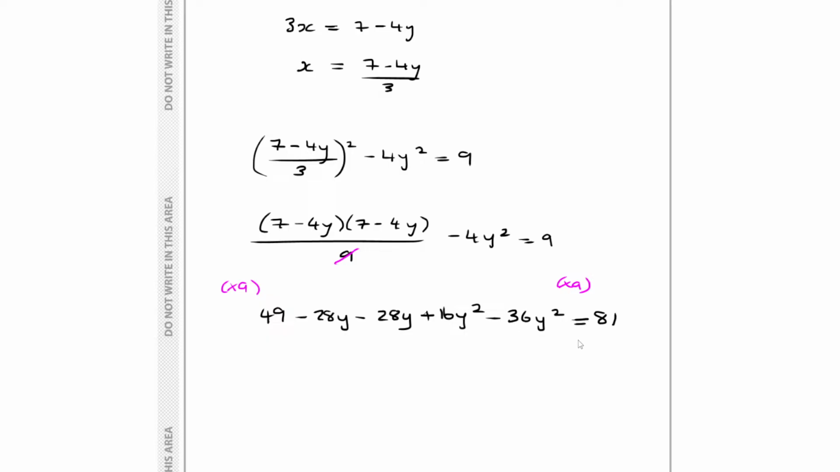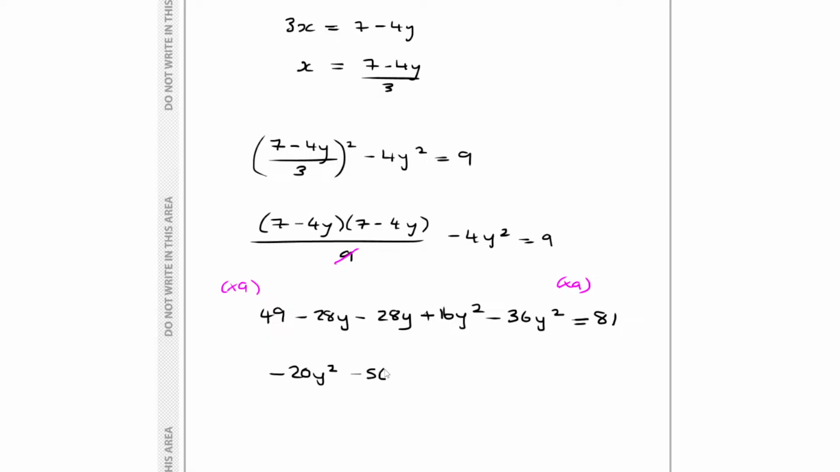So I've opened up everything. I've got rid of the fractions. I just did that in one step. You can obviously do it in multiple steps if you want. Now, I might as well tidy up the left-hand side. Let's collect the like terms. So 16y squared minus 36y squared is negative 20y squared. I like to just put the y squared first.